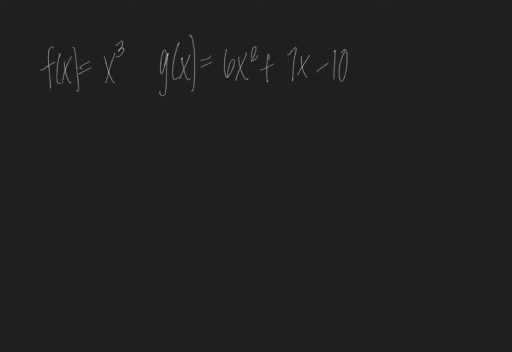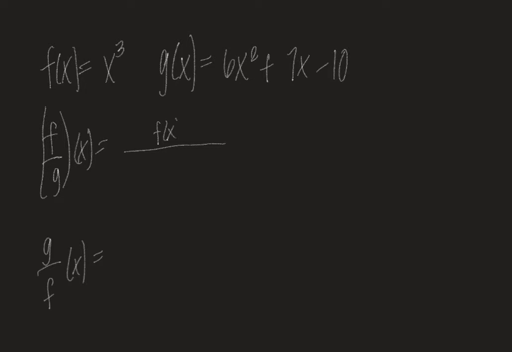So we're given an f of x and a g of x, and we're asked a few questions about them. One of them being, what is f divided by g of x? And then what is g divided by f of x? Well, the first one, f divided by g of x, you literally say f of x divided by g of x, which is x cubed divided by 6x squared plus 7x minus 10.